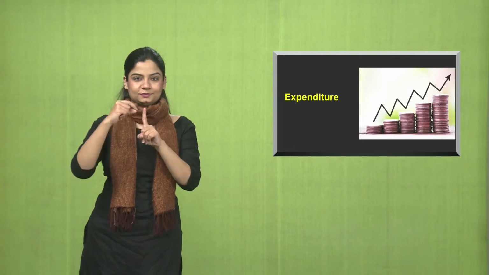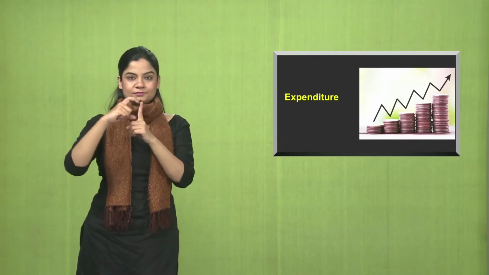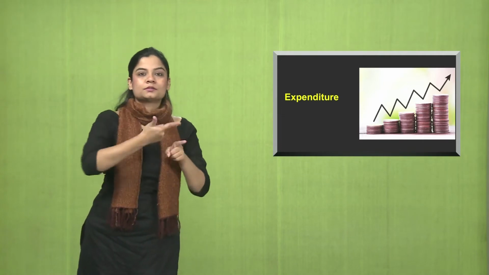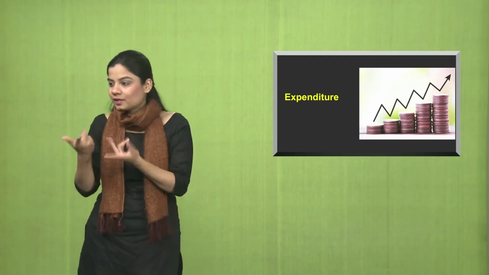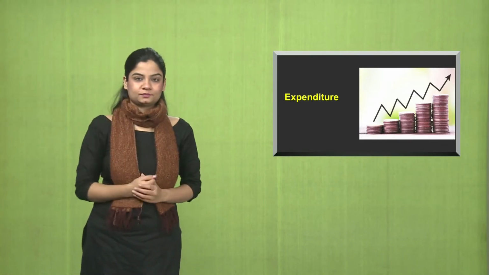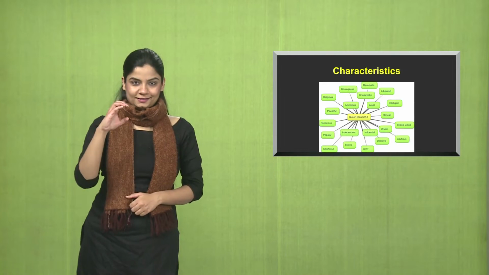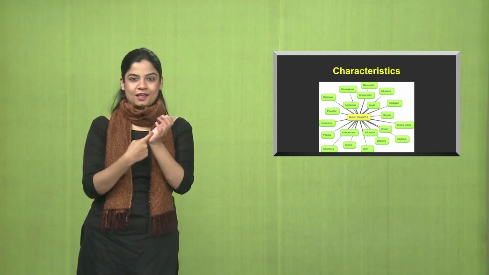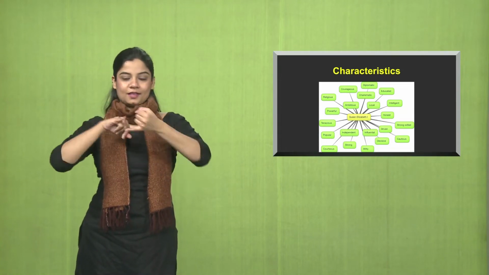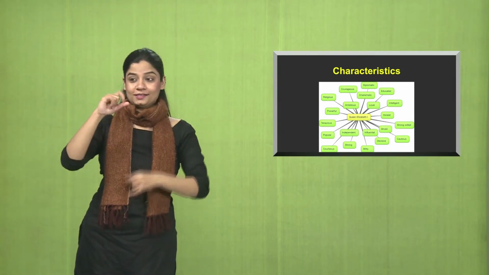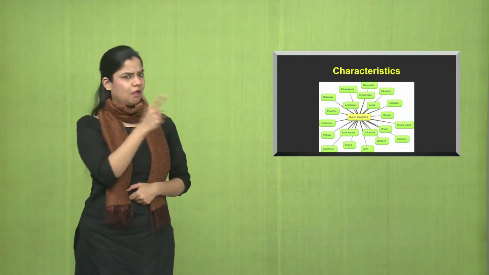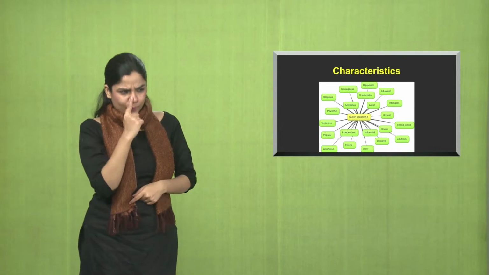Expenditure. The action of spending funds, be it for food, clothing, housing, etc. That's called expenditure. Characteristics. That is the sign for characteristics. For example, characteristics of a woman: how many family members, what's her height, what's her birth date, where is she from. So different information about that particular woman.